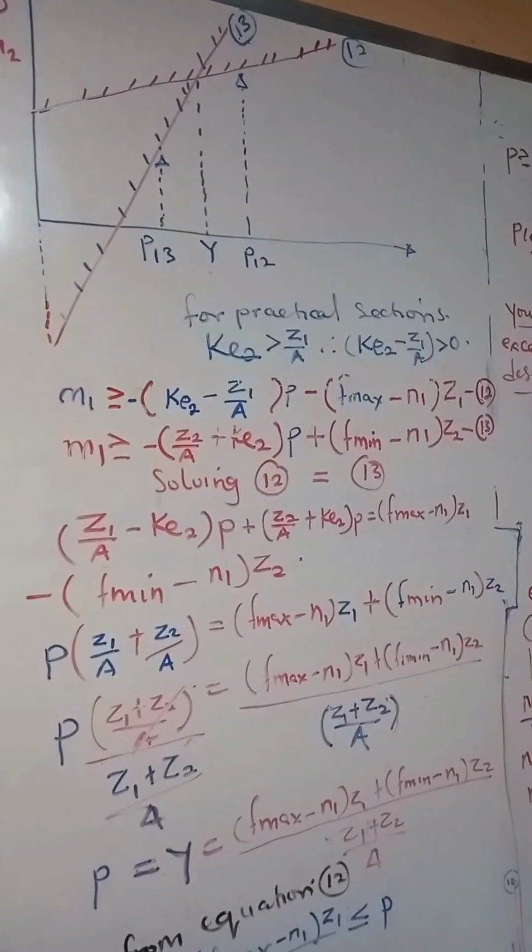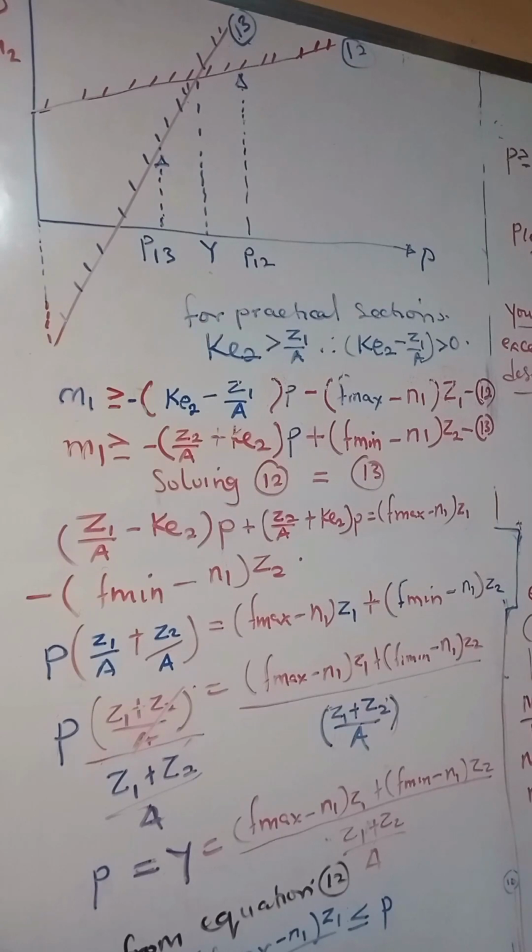All right, so if you rearrange that expression, we'll have our M1 greater or equal to negative, open bracket, KE2 minus Z1 over A, close bracket, P, minus F maximum minus N1, Z1. So that gives us our equation 12. So we're going to solve this equation 12 and equation 13 simultaneously to obtain the pre-stressing solution for these two inequalities.